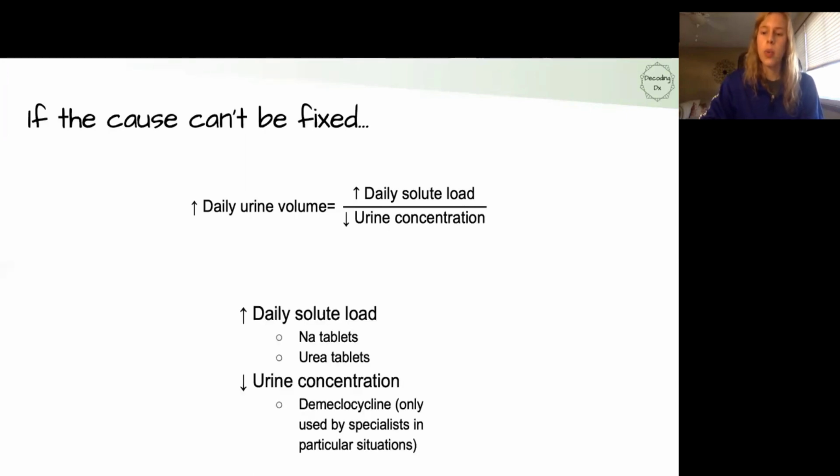Ways to increase their solute load, you can give sodium tablets, and you can also give urea tablets that help increase the daily solute load. You can also decrease the urine concentration using a medication called demeclocycline, but this is only used by specialists in specific situations, and that also goes for the sodium and urea tablets as well. So just know that these options exist, but this is not going to be the type of thing that a generalist is typically prescribing. This is something that they're probably going to need to see a nephrologist for.